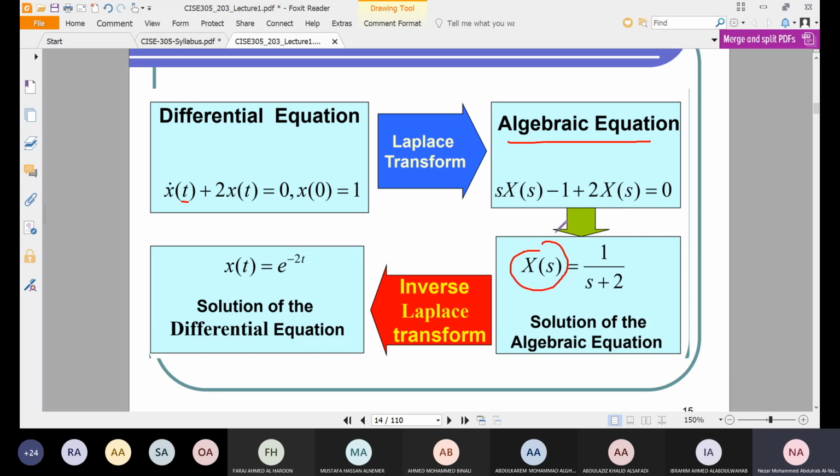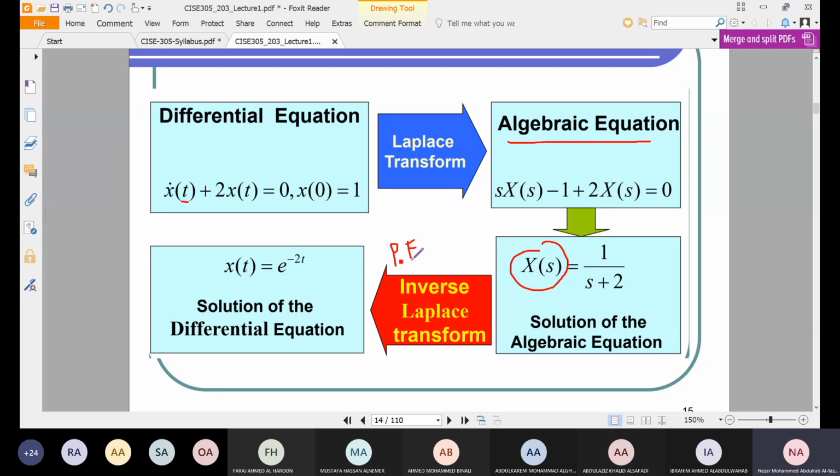Now this solution is in the frequency domain, but I want to have the solution in time domain. What I will do is apply inverse Laplace. I can apply inverse Laplace directly from the table, or we will use partial fraction. You are familiar with this, I think.